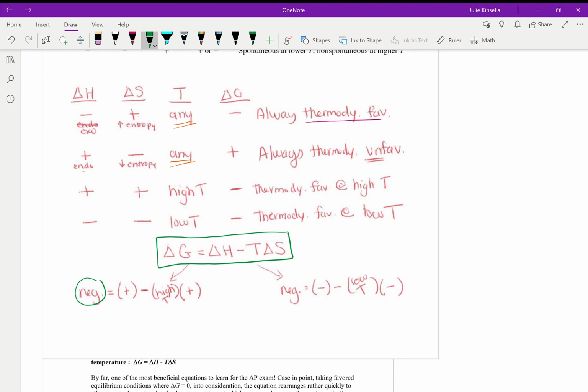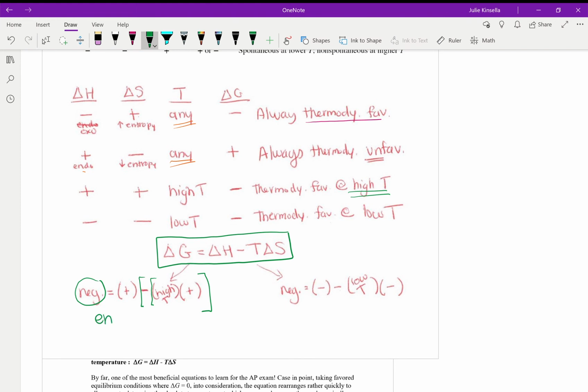If both of them are positive, you want to think about this value. Or really I should say this with the minus sign in there. We need to get that to be a really big value in order to cause this overall calculation to be negative. So by having a high temperature, that's going to cause this value to be large, which would then help to result in a negative delta G here. So we would say that if you have an endothermic reaction that's increasing entropy, it would only be thermodynamically favorable at high temperatures.